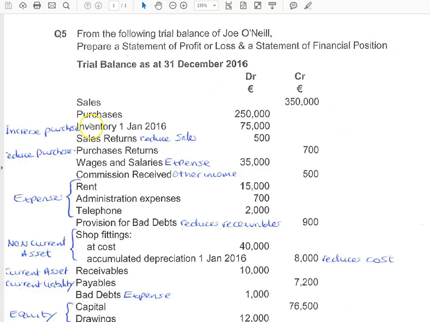So inventory, this is your opening inventory, and that always increases the purchases because to this year's purchases we need to add any inventory that we've carried forward because we're going to sell them this year. Sales returns just reduces sales. Purchase returns reduces purchases. And they'll all appear in cost of sales.